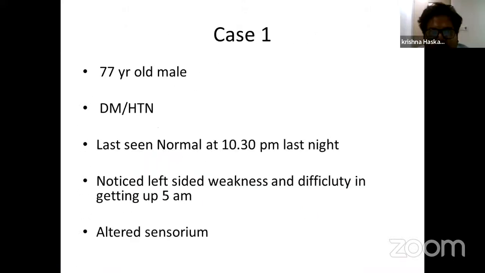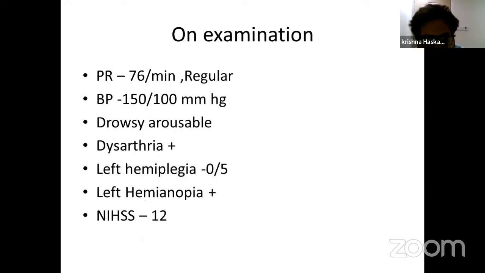So here is a case, a 77-year-old male, diabetic and hypertensive. According to his relatives, he was last seen normal at 10:30 p.m. When he woke up in the morning, he noticed left-sided weakness and difficulty in getting up. He also noticed some altered sensorium.